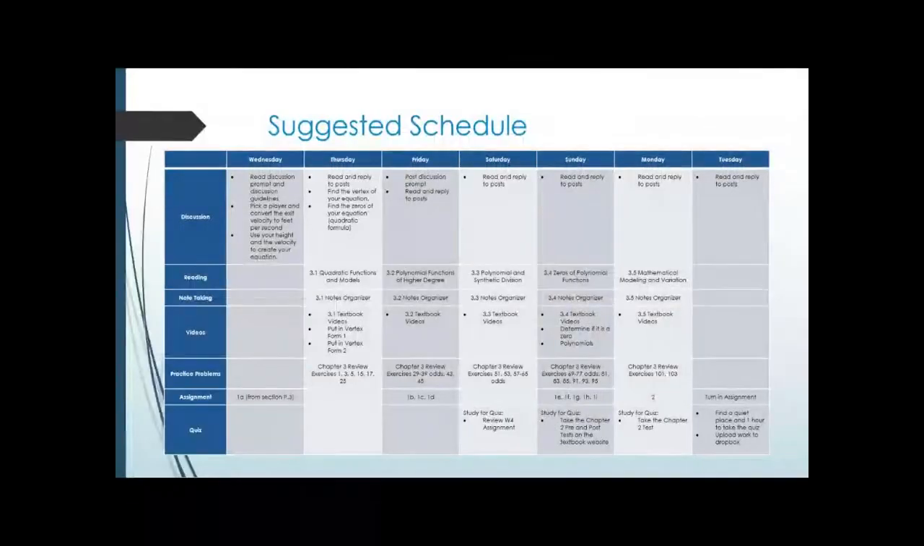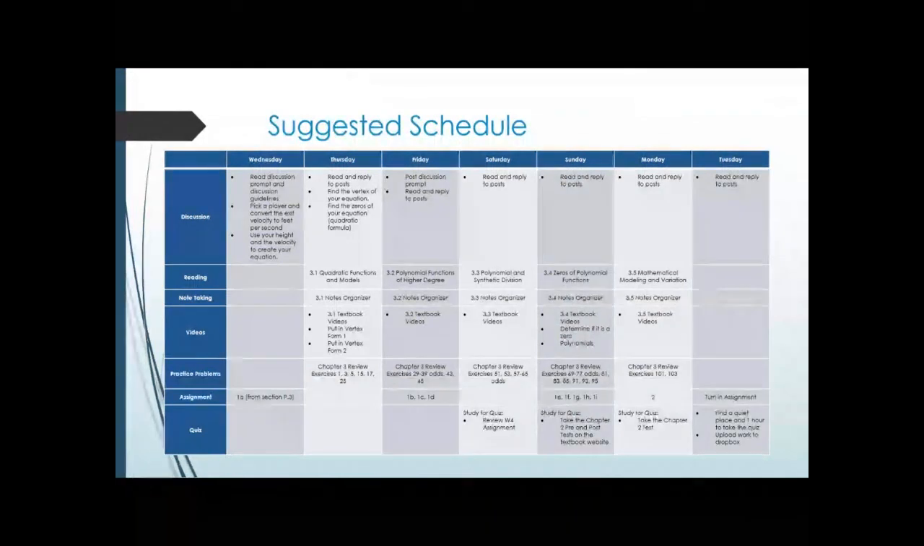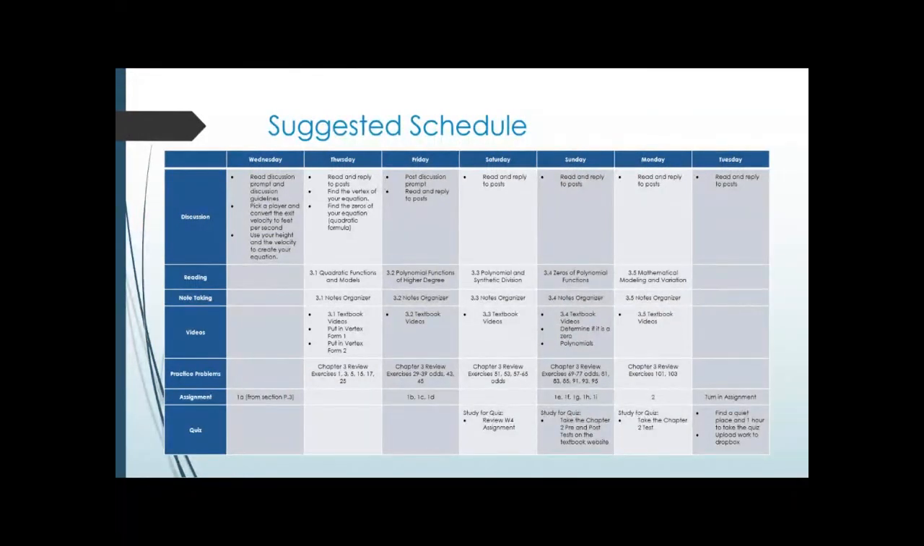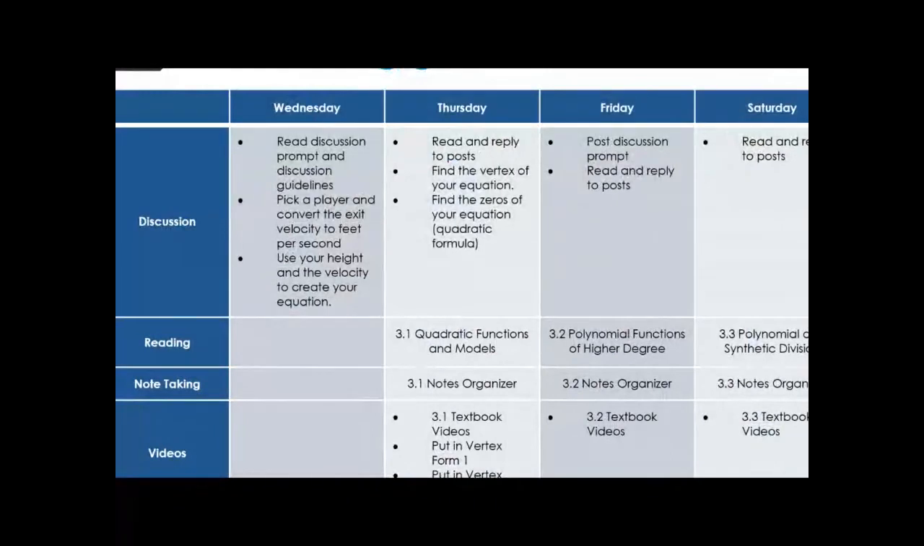And now, finally, at the end, our suggested schedule. So let me zoom in here. For the discussion, you can get started on the discussion right away. You can pick your player, you can get your speed in feet per second. You can even do the zeros for finding the vertex. Those don't have to be vertex first, then zeros. You could do the zeros first, then the vertex, because for the zeros, all you need to do is the quadratic formula. So you guys know how to do that already.